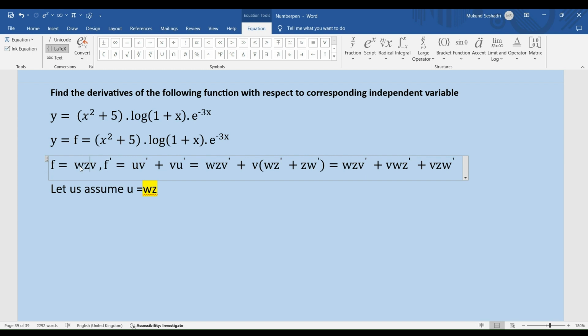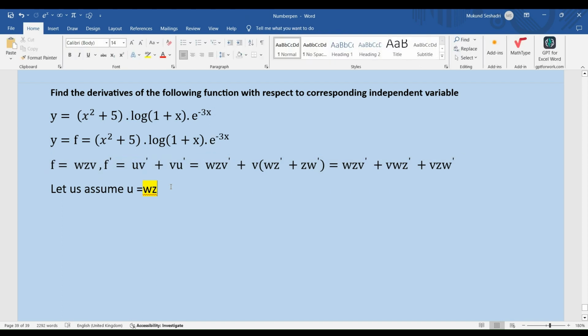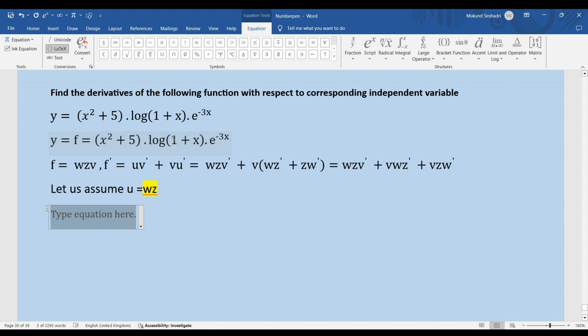And then similarly, I keep function 3 and function 1 and I differentiate function 2, right? So that's how we go about solving all these problems. So this example, what we have is x squared plus 5 into log of 1 plus x into e to the power minus 3x, a problem where you will see the application of product rule for more than two functions, right? So let's do a simple application of the formula.